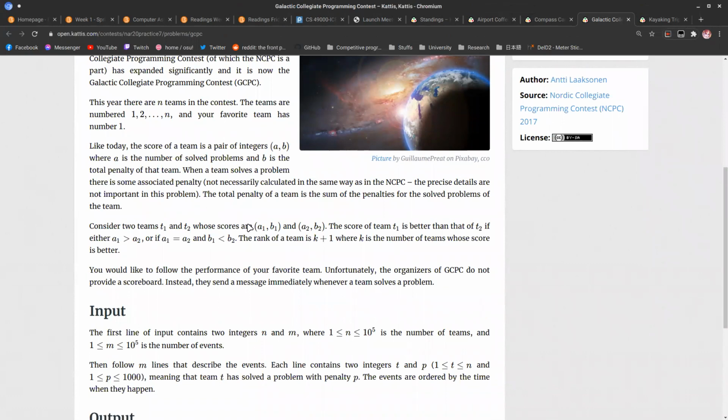it basically simulates a real ICPC contest where each team has two properties. First is the solve count, the number of problems that has been solved. And the second is the penalty. And the ranking is modeled the same. So for two teams, the team with the higher solve count will be ranked higher. If they have the same solve count, then the team with the lower penalty will be ranked higher.